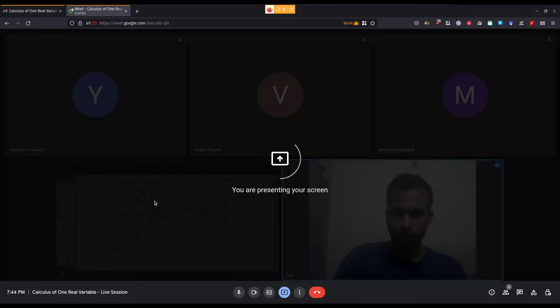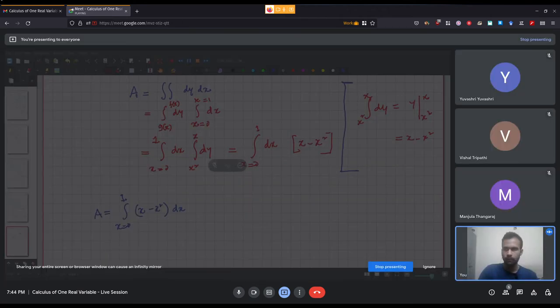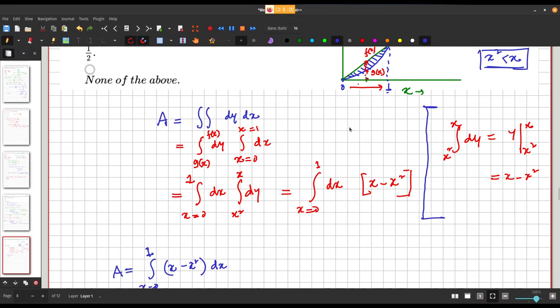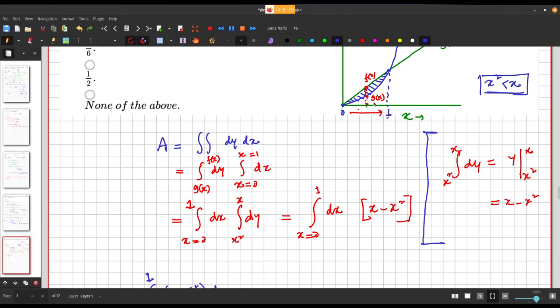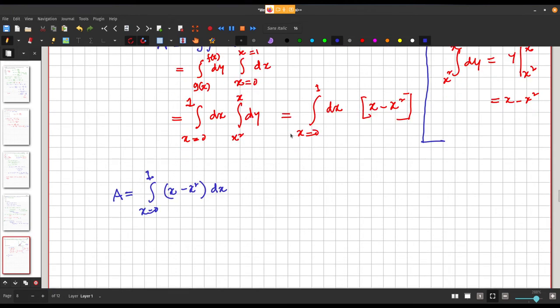So we are solving the problem number 6, where you have to find the area under the curve of these two functions. So you have to find this shaded region. So first we have to do the integration of this dy part, and the limits will go from the function gx to fx. Okay, so when you do that integration, we'll find that it is giving x minus x square, and then we have to do the integration on the x part.